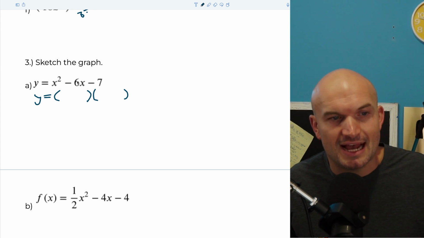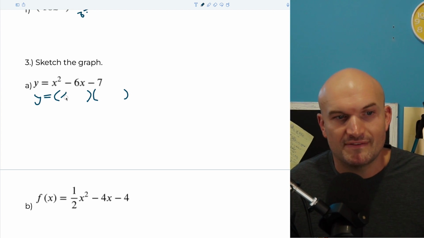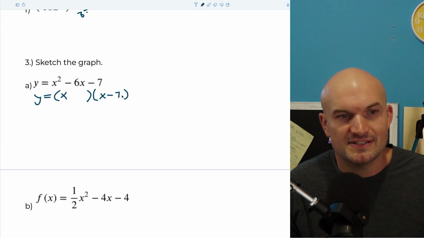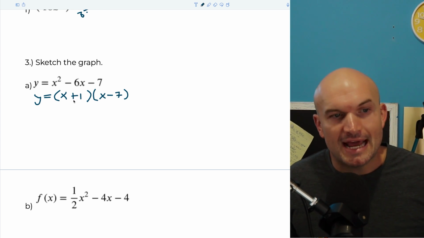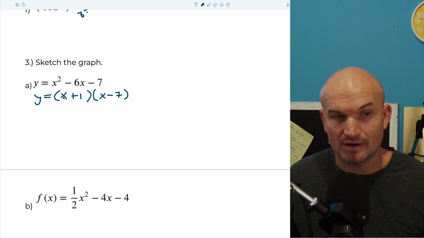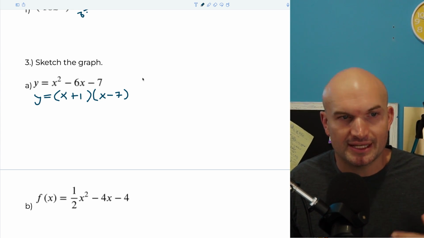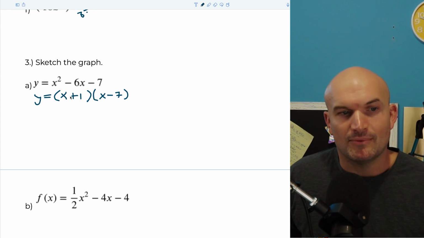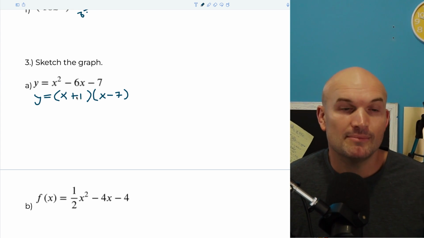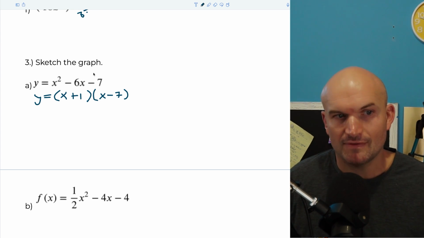And since I need to get a negative 6, I'm going to want a negative 7. So I have an x and an x, and I'll want a negative 7 and then a positive 1. Now, that is it in factored form. The reason why factoring is so important is because if I wanted to sketch the graph or solve an equation, when I have a product equal to 0, I can apply what we call the zero product property. So let's see how this would work.